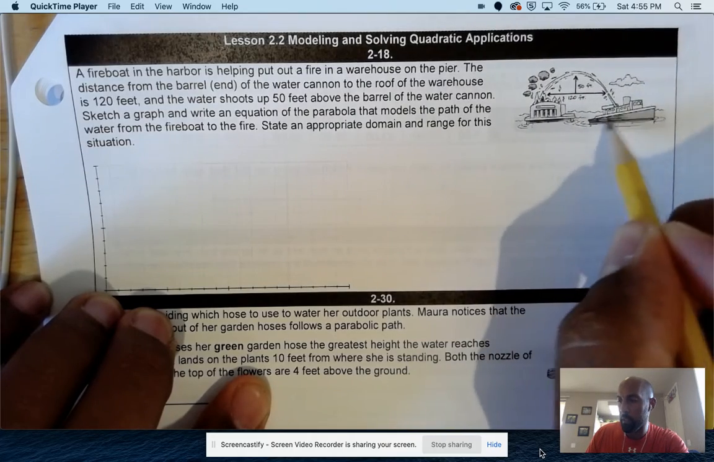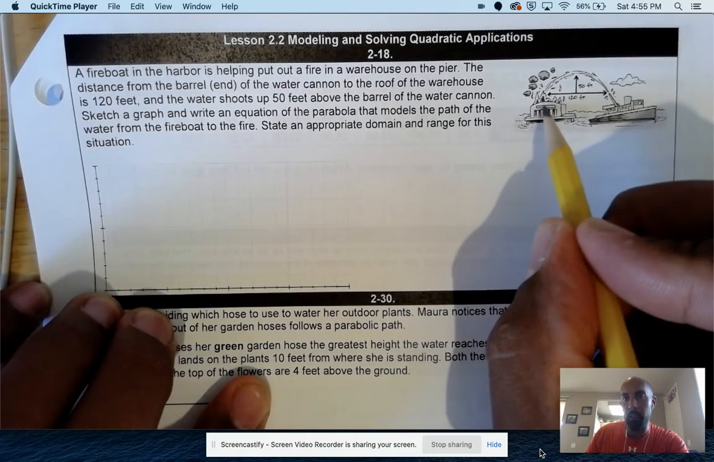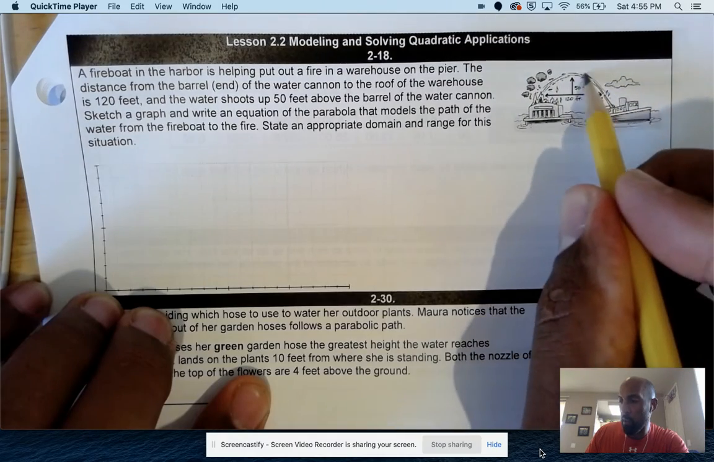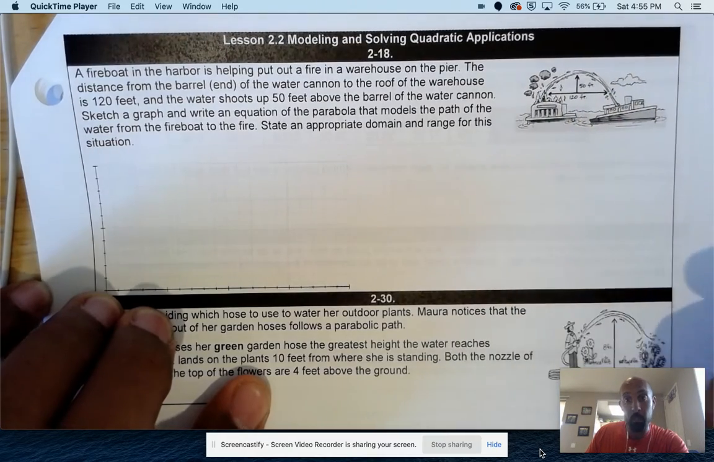Well, notice in this case, this is about a little boat that's a fireboat, which is putting out a fire in a building, right? And notice the stream of water is going up and coming down and making this parabola shape.